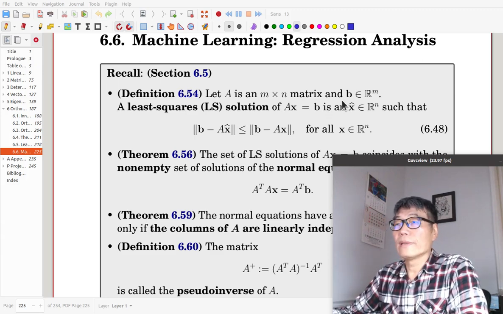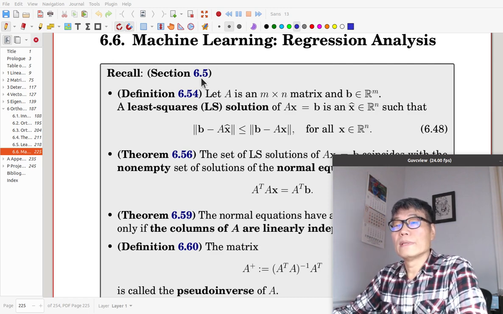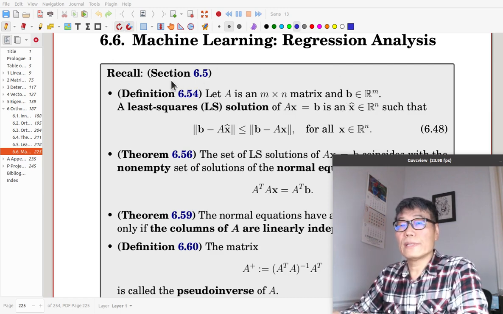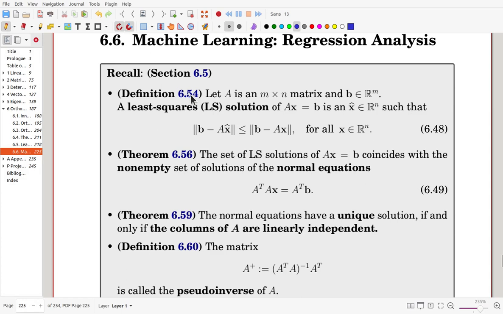Now we'll study regression analysis, which is a part of machine learning techniques. Recall this review of section 6.5, the last section. A is an m by n matrix, and b is in R^m. The least squares solution of Ax = b is a vector x hat in R^n such that the norm between b and Ax is minimized with x hat.